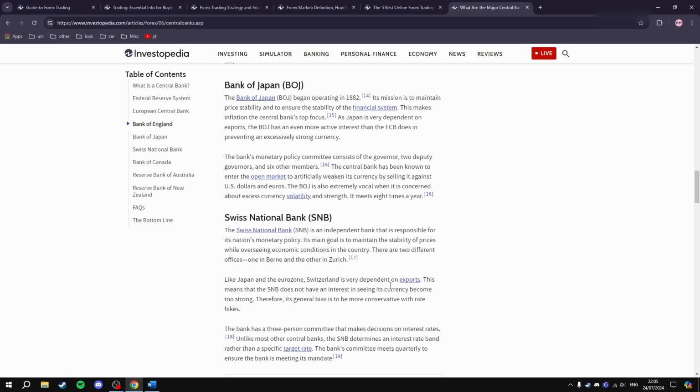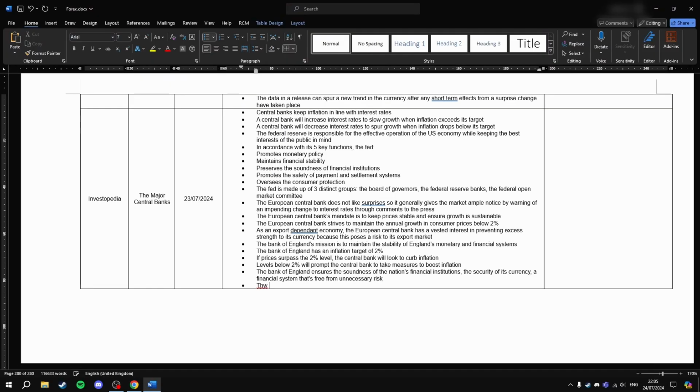Bank of Japan. The Bank of Japan began operating in 1882. Its mission is to maintain price stability and to ensure the stability of the financial system. This makes inflation the central bank's top focus.